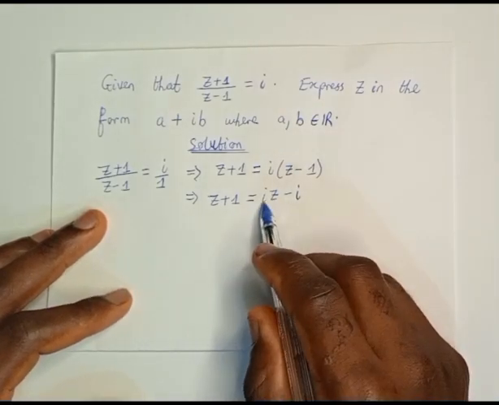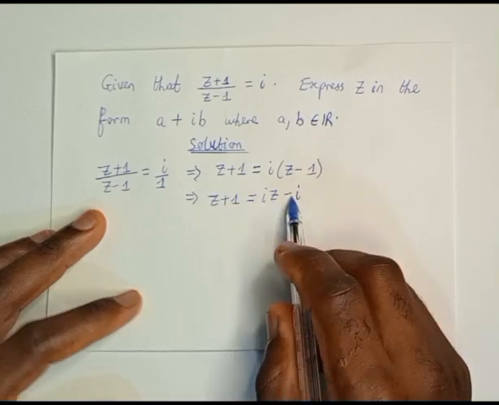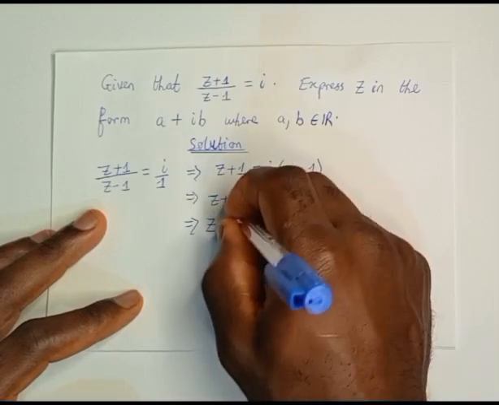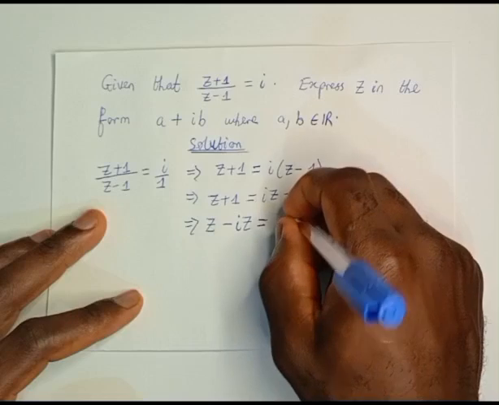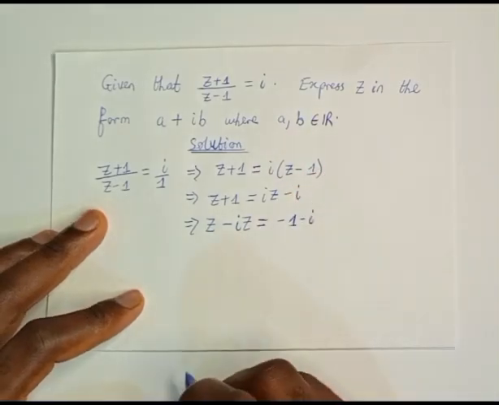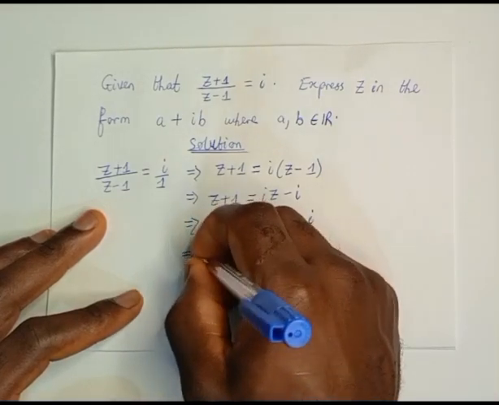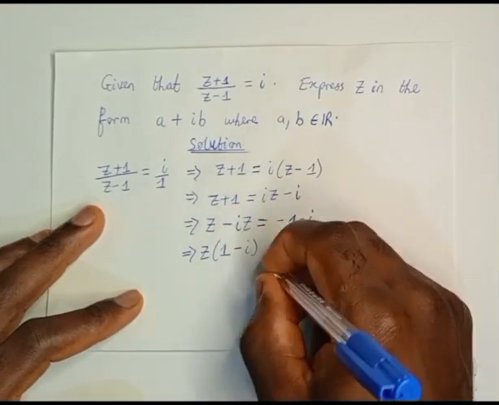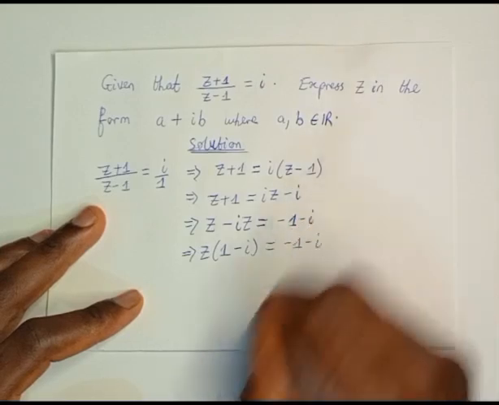Next, we are going to transfer iz to the left hand side and we transfer 1 to the right hand side. Then z minus iz, that is, negative iz, will be equal to negative 1 minus i. When 1 crosses, it becomes negative. At the left hand side, we can factor out z. Then z times 1 gives us z, z times negative i gives us negative iz, equal to negative 1 minus i.